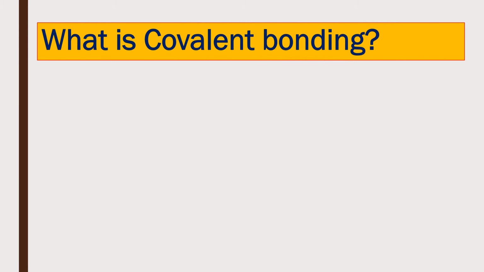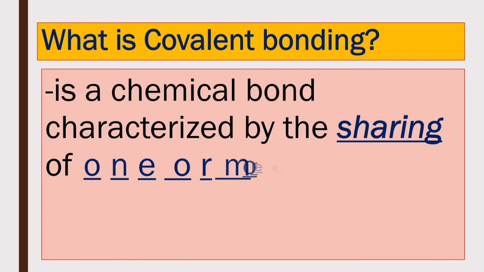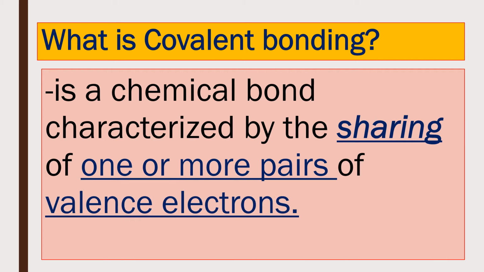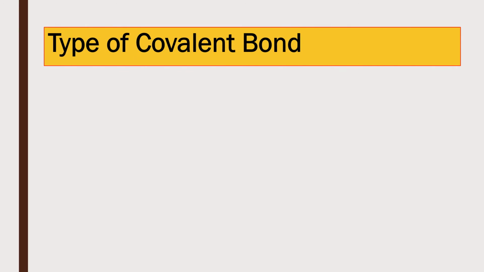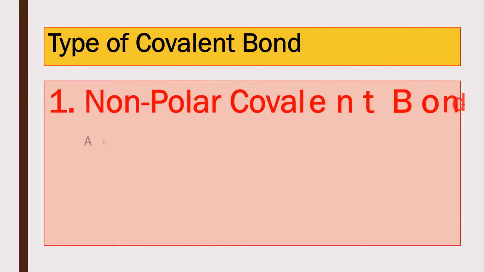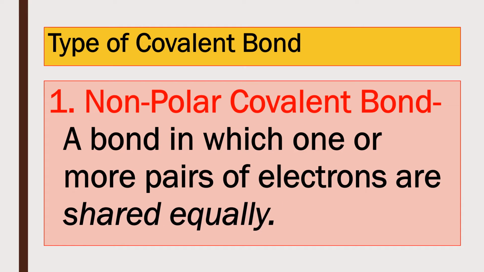What is covalent bonding? It is a chemical bond characterized by the sharing of one or more pairs of valence electrons. Types of covalent bond. 1. Non-polar covalent bond. A bond in which one or more pairs of electrons are shared equally.